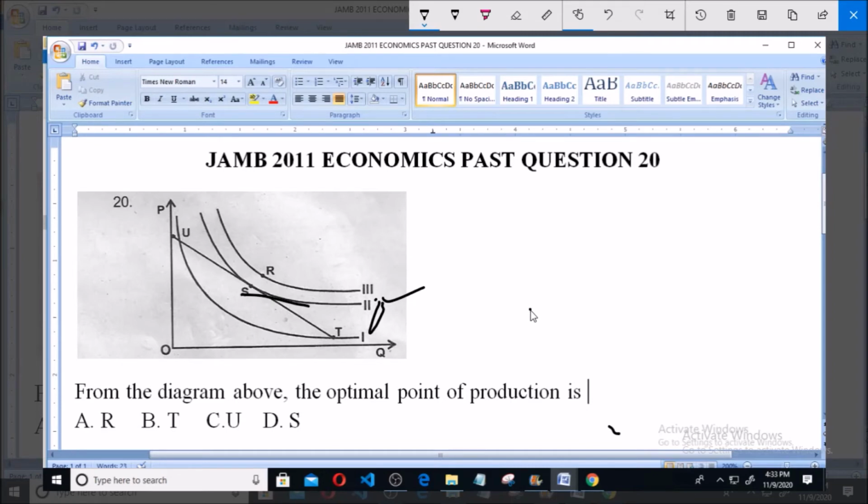So point X is optimal. So option D is the correct answer. So D is the correct answer.